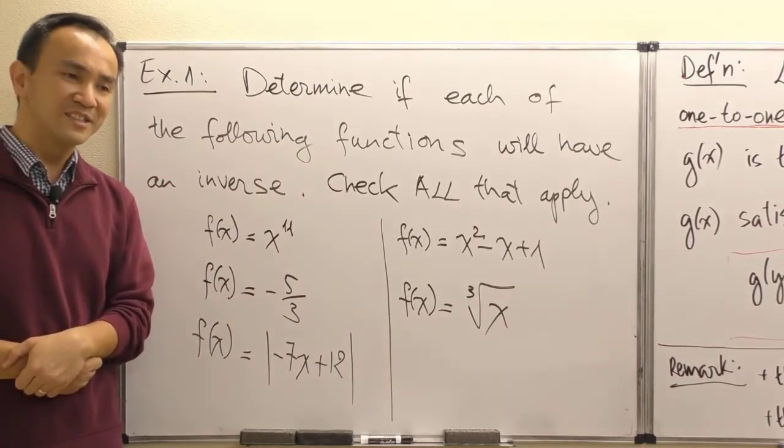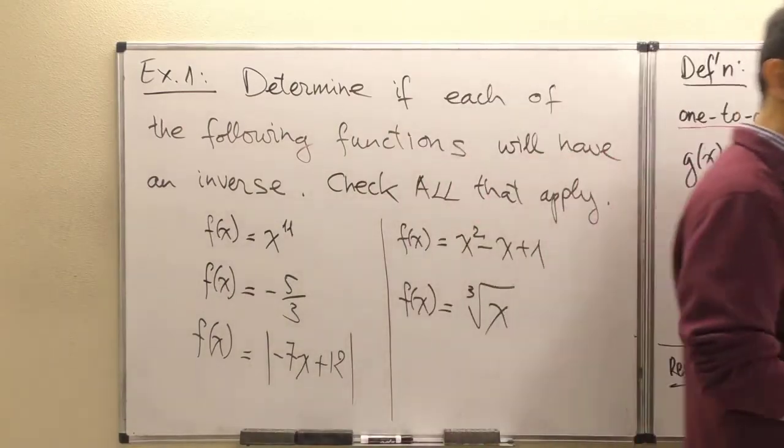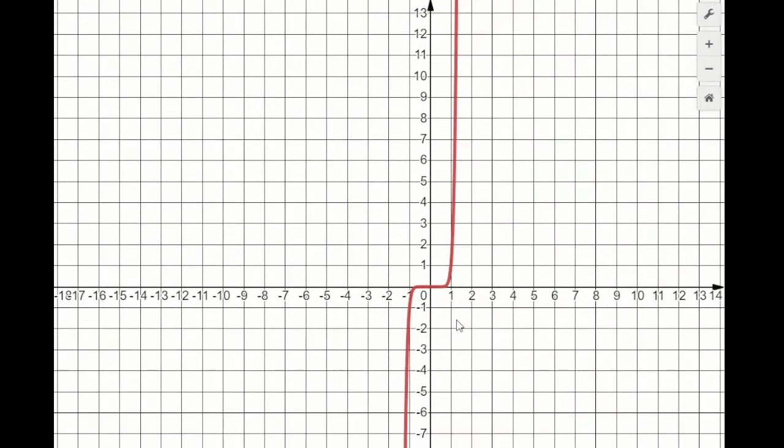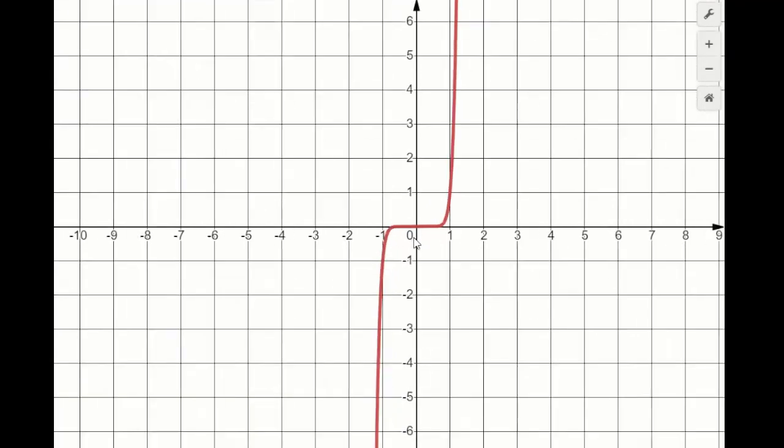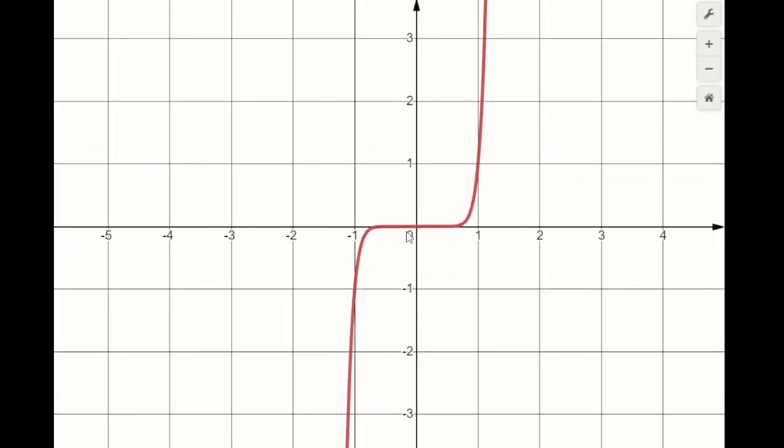All right, and so now on my graphing screen right here, this is the graph for the function f of x equals x to the 11. Okay. It looks almost like a cubic function, but it's a lot more flattened down right here.